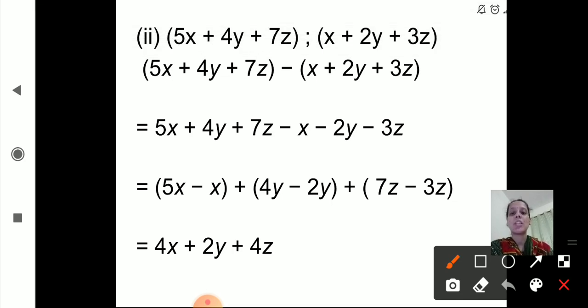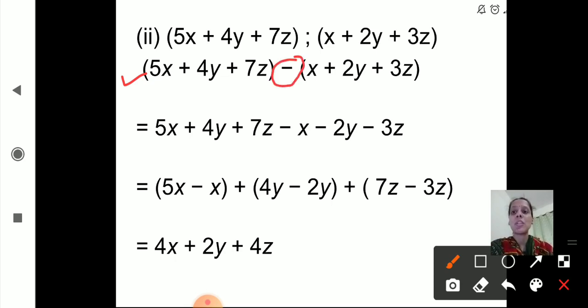Now the first algebraic expression is 5x plus 4y plus 7z, and the second algebraic expression is x plus 2y plus 3z, as you can see here. Now the first step is we will write down both the algebraic expressions in brackets and in between a minus sign, as we are doing subtraction of algebraic expressions. So in between you will write down a minus sign.